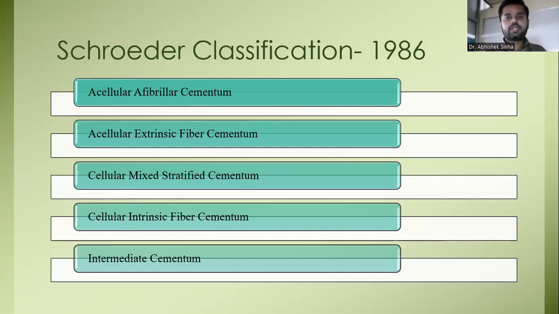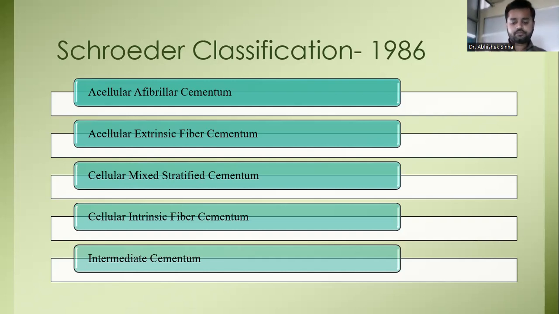This is Schroeder's classification given in 1986. This is very important. It also comes as a short note at times. If cementum is not there as a long note, then Schroeder's classification will be there as a short note at least. So please remember, Schroeder's classification says cementum is classified into 5 types. You have acellular afibrillar cementum, acellular extrinsic fiber cementum, cellular mixed stratified cementum, cellular intrinsic fiber cementum, and intermediate cementum.